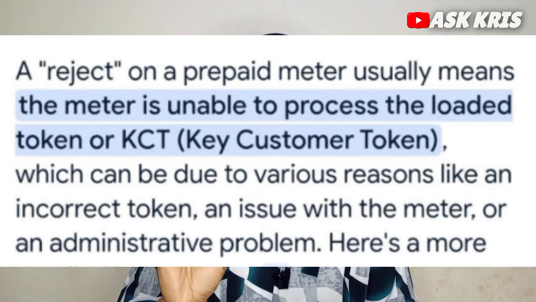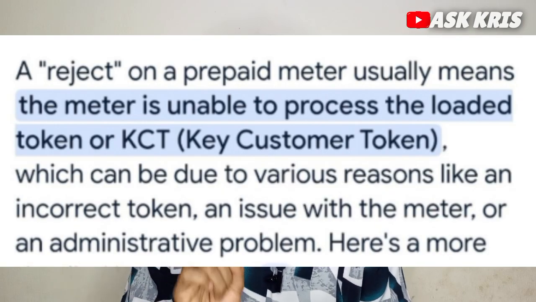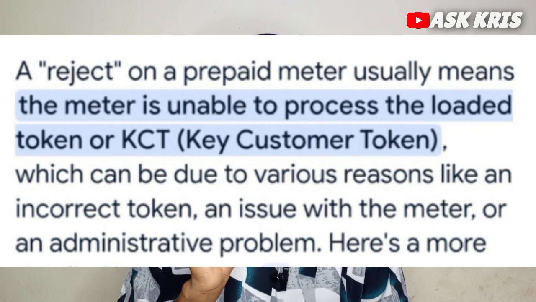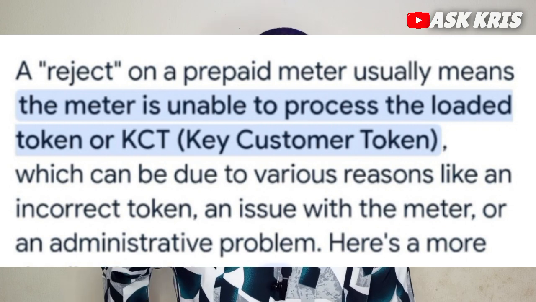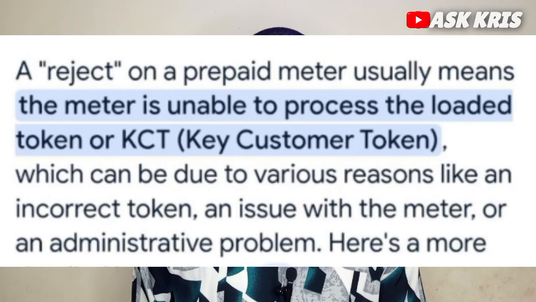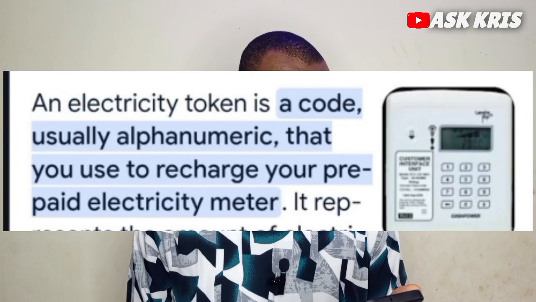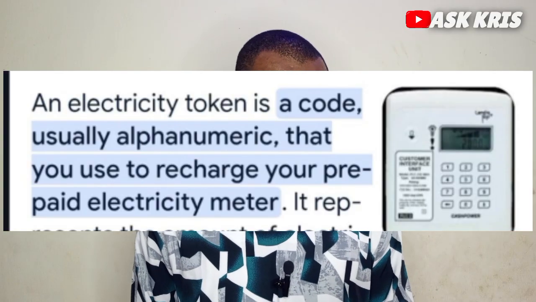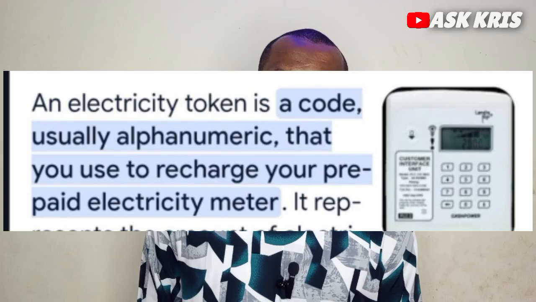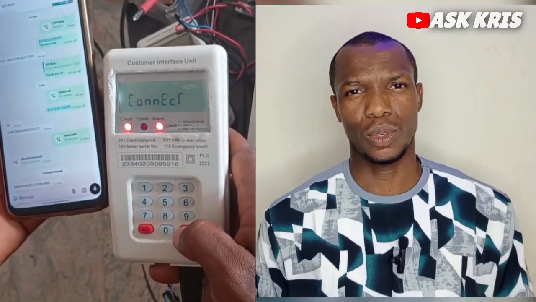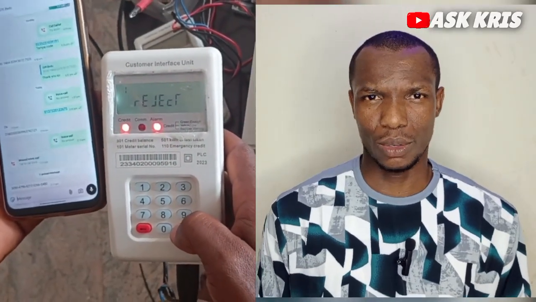For those of you that are still not yet familiar with the terms we use, a reject on a prepaid meter usually means the meter is unable to process the loaded token or KCT, which can be due to various reasons like an incorrect token. It could be an issue with the meter, or it could be an administrative problem that we can tie to the disco generation process. And the token itself, let's see the definition: an electricity token is a code, usually alphanumeric, that you use to recharge your prepaid electricity meter. If you're trying to input tokens to your meter and your meter is saying no to that token, what is the meter wanting you to do in return? Because the frustration can be more if you don't know what to do.